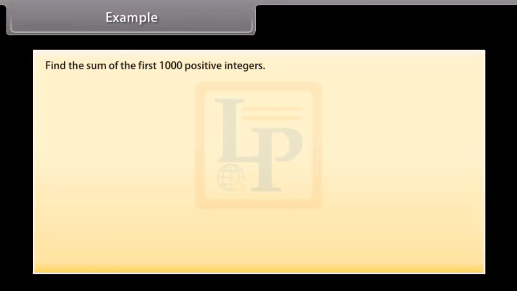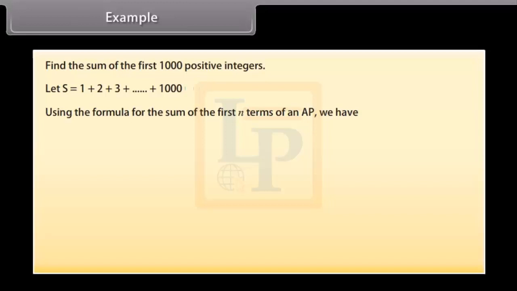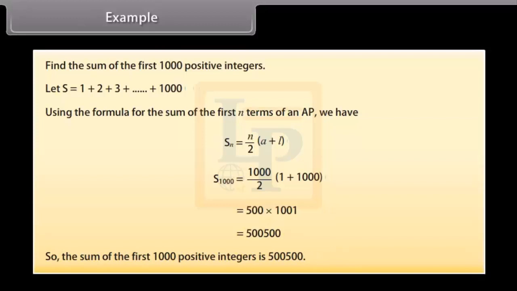Find the sum of the first 1000 positive integers. Let S is equal to 1 plus 2 plus 3 plus so on plus 1000. Using the formula for the sum of the first n terms of an AP, we have Sn is equal to n upon 2 into (a plus l). Substituting the value of n, we get S1000 is equal to 1000 upon 2 into (1 plus 1000). This is equal to 500 into 1001, which becomes 500500. So the sum of the first 1000 positive integers is 500500.